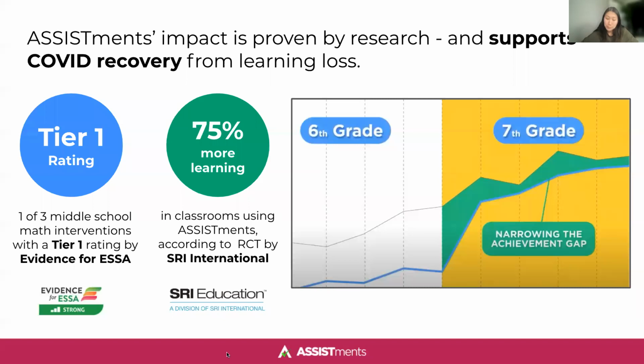Now, if you don't believe me, like I said before, Assistments is actually a research-proven tool backed with evidence. We're one of 3 middle school math interventions with a strong rating, a tier 1 rating from Evidence for ESSA. And we've been a part of lots of different randomized controlled studies that have shown 75% more learning in classrooms that use Assistments than classrooms that do not. I think that's really important as you think about this next year, narrowing that achievement gap and really addressing any unfinished learning.